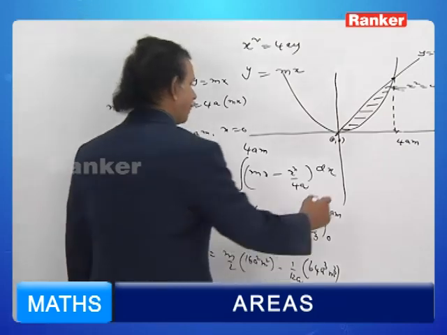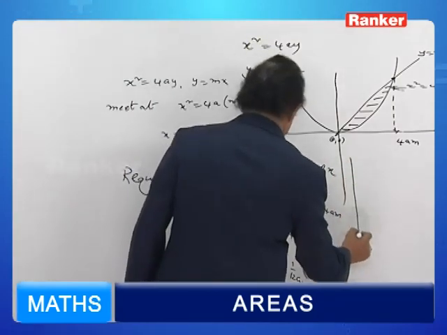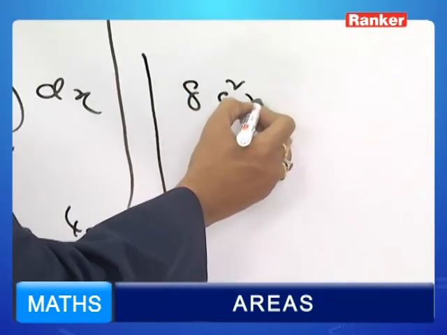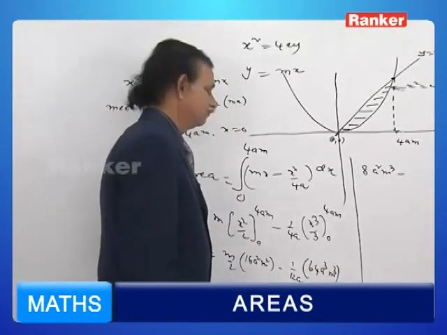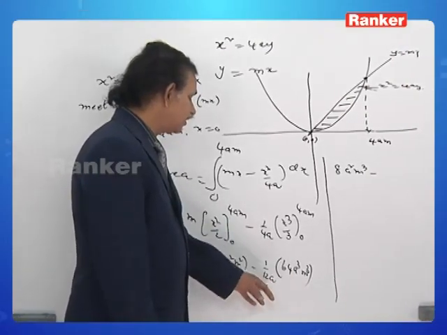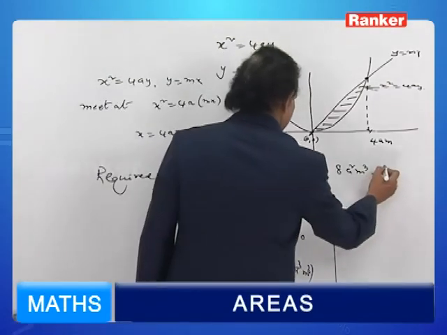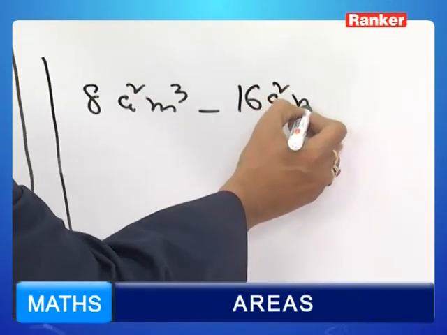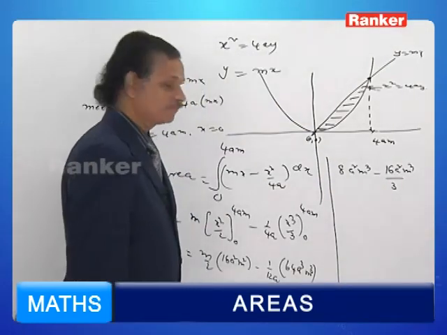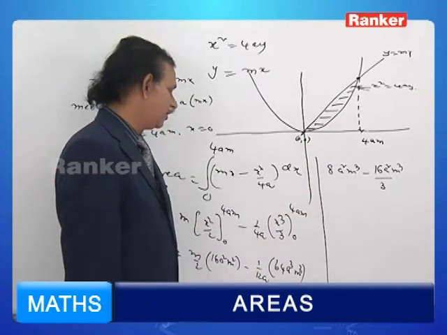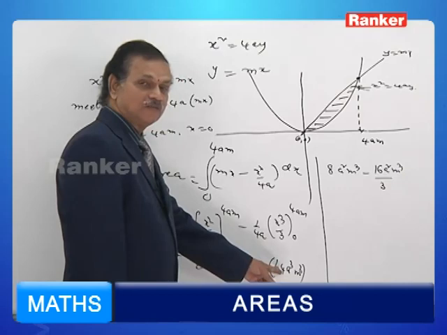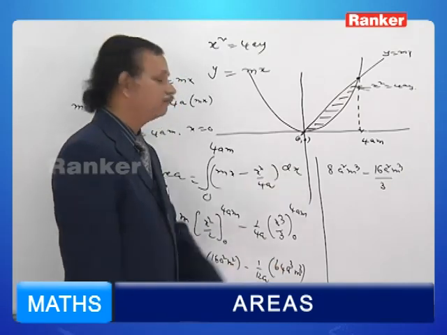All together, 8a square m cube minus, you can cancel 4 here, 16 times 3 times, 16a square m cube by 3. A cube by a square is a cube by a is a square. So 64 by 12 means 4 you can cancel, 16 by 3.